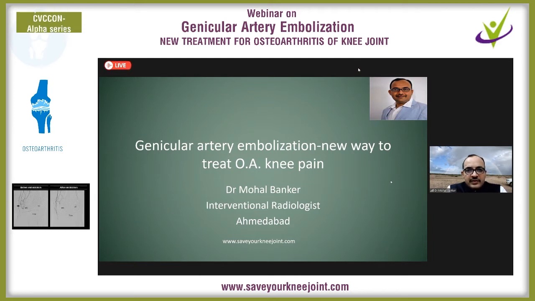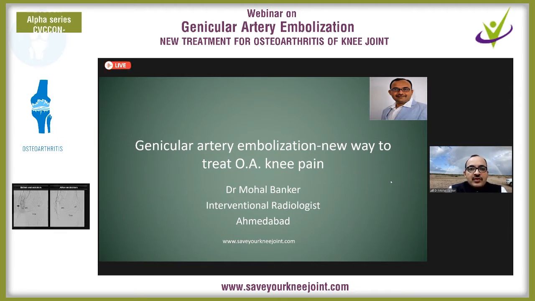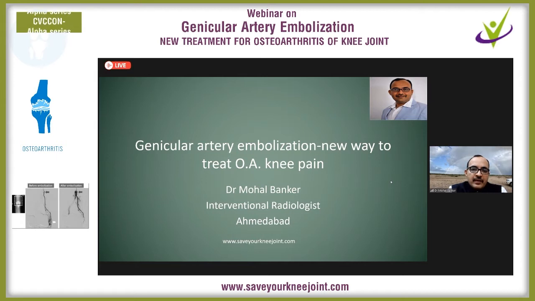So root cause, this is a very important word in anybody's life. And root cause is more famous and more popular in the engineering field rather than the medical field. But if we find the root cause of any problem, then success is very handy. So today we are going to discuss the root cause for osteoarthritis of knee joint.